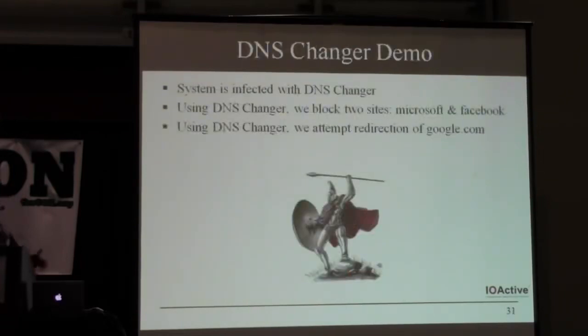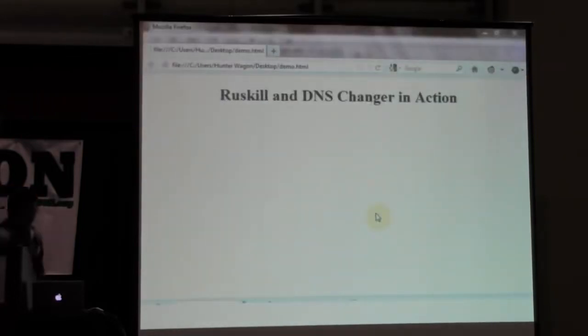In this particular demo, the video that we have made, the system is already infected with the NGR or the Darkbot that we have demonstrated earlier. We are using DNS changer to block two sites, Microsoft and Facebook. But when we tried to redirect from google.com to some other malicious domain, it didn't actually get redirected. So there is always a problem with DNS client-side attacks too. Sometimes it goes awry and things will not be in a fine place. So let's take a look at this.